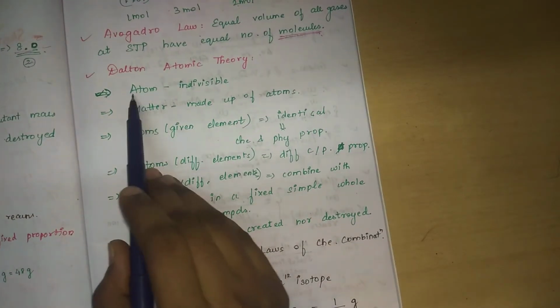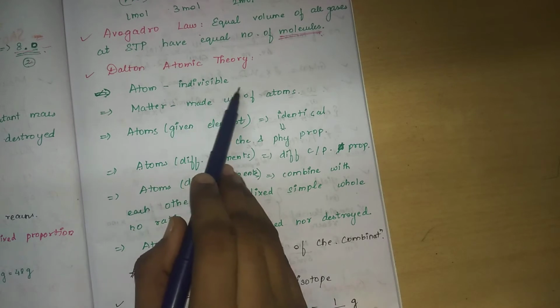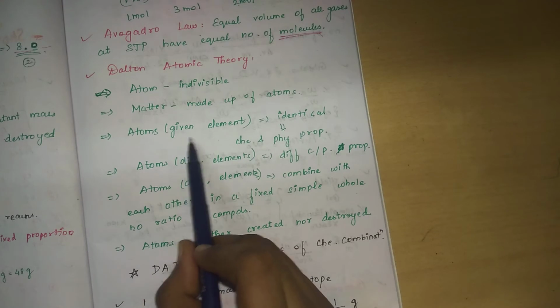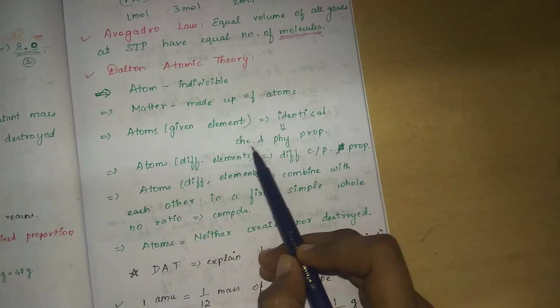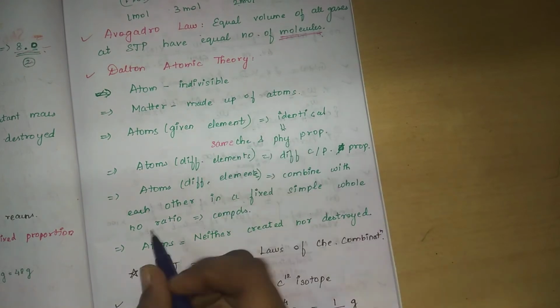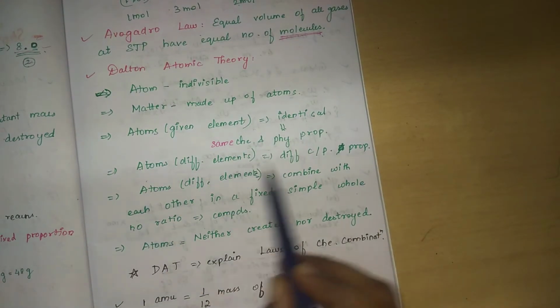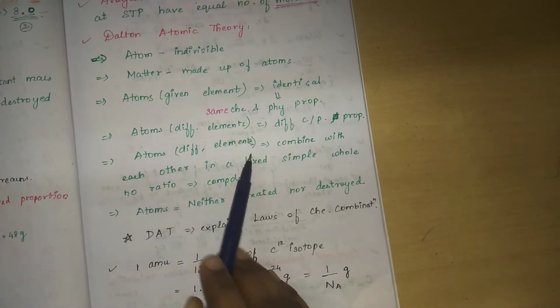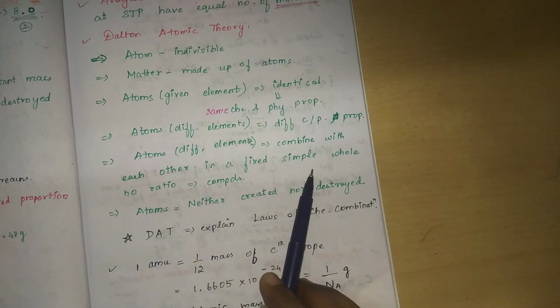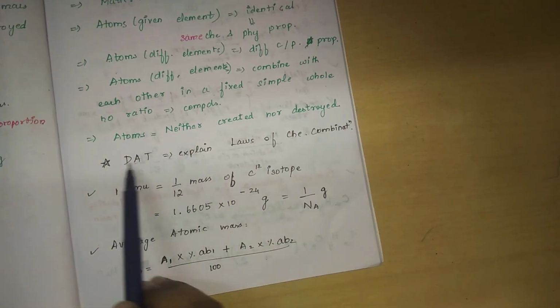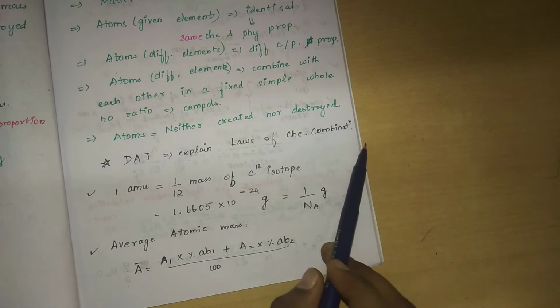What he has said: an atom is an indivisible particle. Matter is made up of atoms, which are indivisible. Atoms of a given element are identical, that is, they have the same physical and chemical properties. Atoms of different elements have different chemical or physical properties. Atoms of different elements combine with each other in a fixed, simple whole number ratio to form compounds. Atoms can neither be created nor destroyed. Dalton's atomic theory can explain all laws of chemical combination.